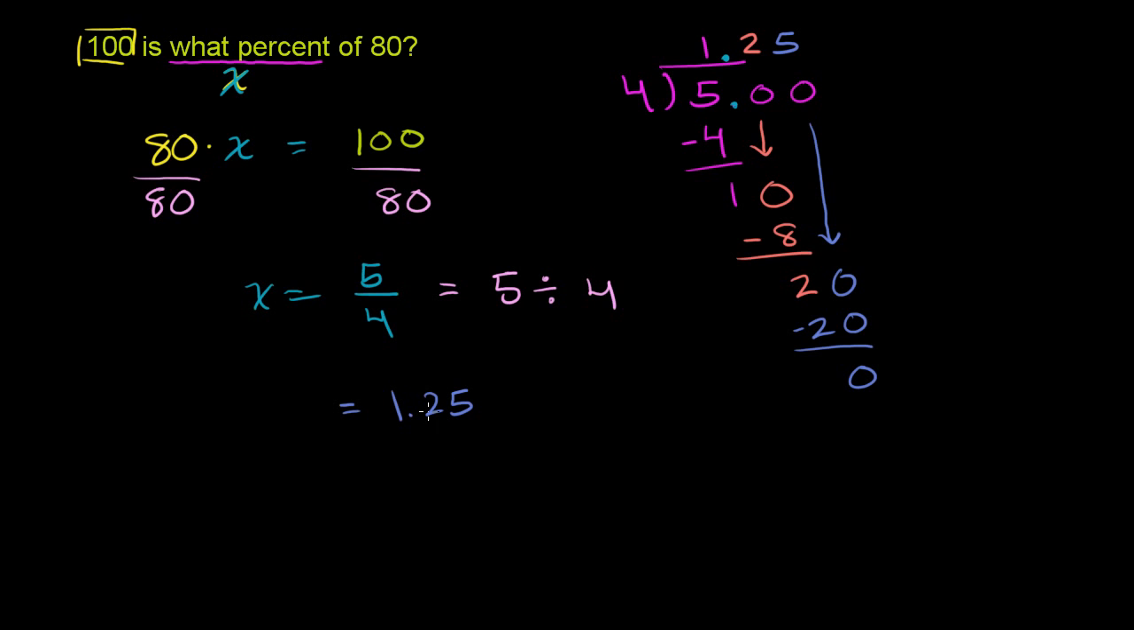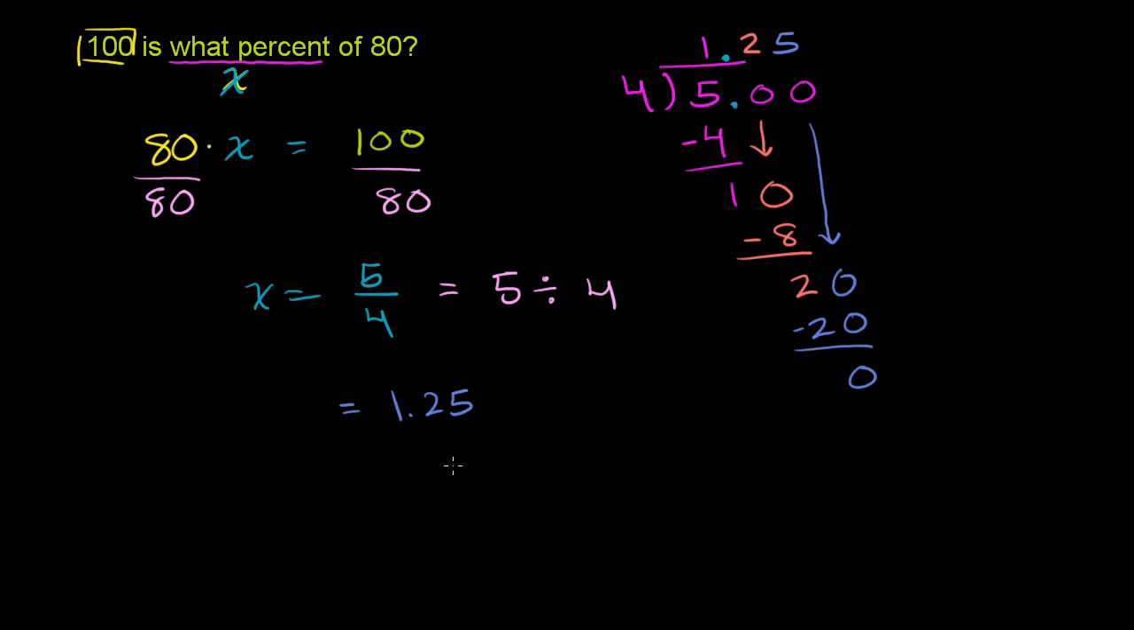So far we could say 100 is 1.25 times 80, or 1.25 of 80. You could even say it. But we still haven't expressed it as a percentage. This is really just a number, I guess you could call it a decimal. But it's a whole number and a decimal. It would be a mixed number if we didn't do it as a decimal. It's 1 and 1/4, or 1 and 25 hundredths, however you want to read it.